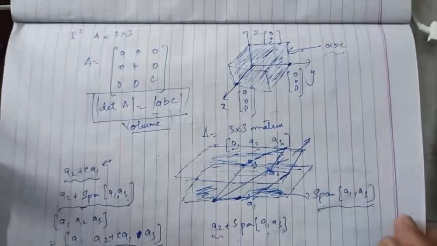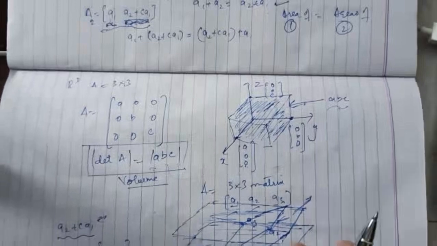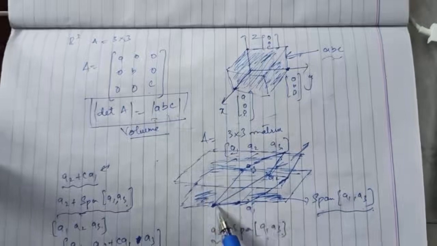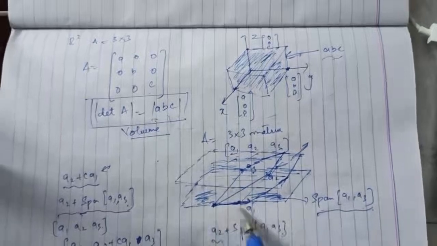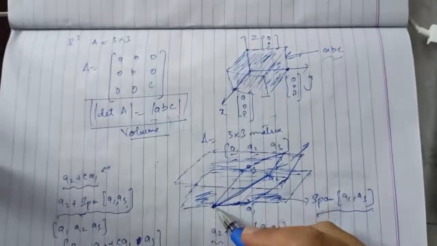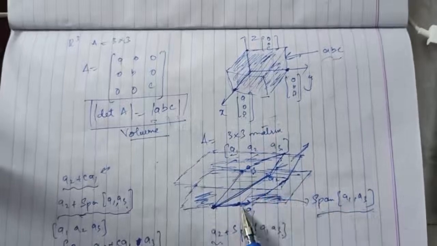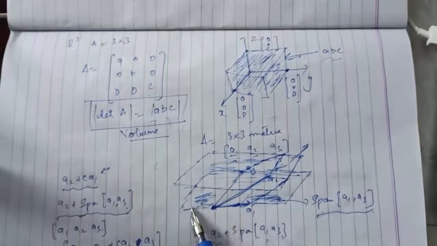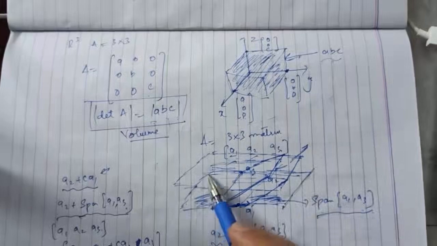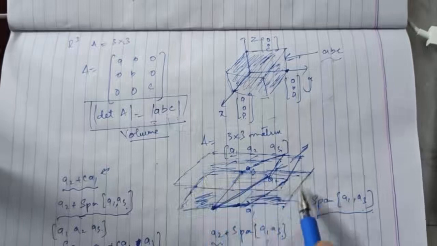Now to visualize that, what I can do is make a span of A1 and A3, right? So this is the bottom, this is the vector A1, this is your vector A2, and this is your vector A3. If I make a span of A1 and A3, that will be the bottom floor here, which I'm drawing with my hand over here. So this is the span of A1 and A3, right?